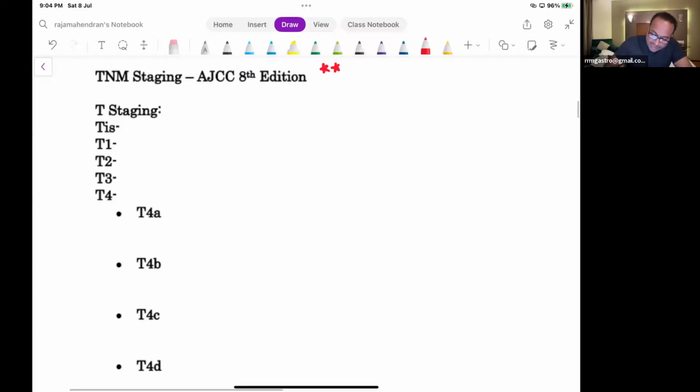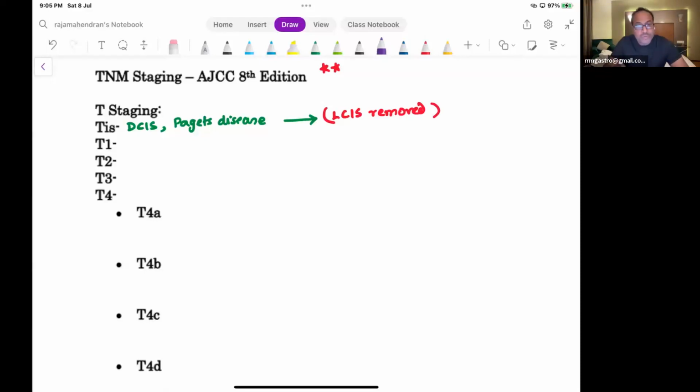Tell me what is 8th edition TIS? Ductal cancer in situ and Paget's disease. What is removed from this TIS? In 7th edition, it was there. Now they removed. Lobular cancer in situ is removed. Very good. So lobular cancer in situ is removed. So please remember, new edition of Bailey has mentioned everything in millimeters. Less than or equal to how many millimeters? Less than or equal to 20 millimeters.